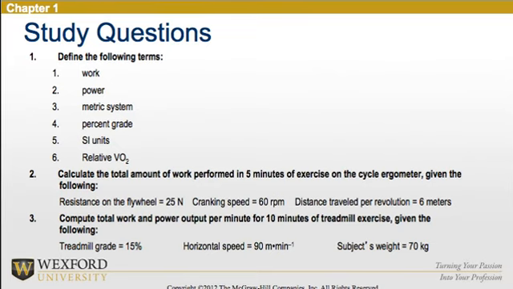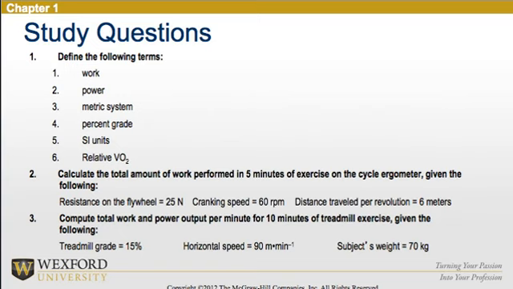Now following the definitions, I know that there was some confusion potentially as we went through different calculations or measurements during this lecture. So the best way to clear up any confusion is actually going to be to practice these calculations and measurements. So please do the following measurements or calculations as practice or study questions. Number 2 would be to calculate the total amount of work performed in 5 minutes of exercise on a cycle ergometer given the following: resistance of the flywheel at 25 newtons, cranking speed 60 revolutions per minute, distance traveled per revolution 6 meters.